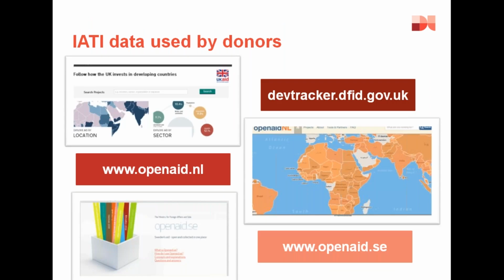Similarly, we know IATI data is being used in quite a big way by donors. Many donors, like those on this particular slide, have built their own open data web portals, and the data they display is actually coming from their own published IATI data. So they are very much using the data they produce. We also know that some of the donor governments are starting to look at using the imported IATI data, not just for their public-facing web portals, but also internally in relation to their own management information.